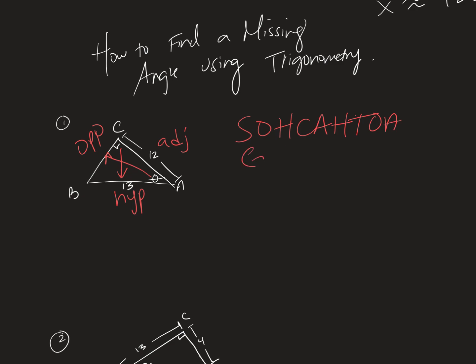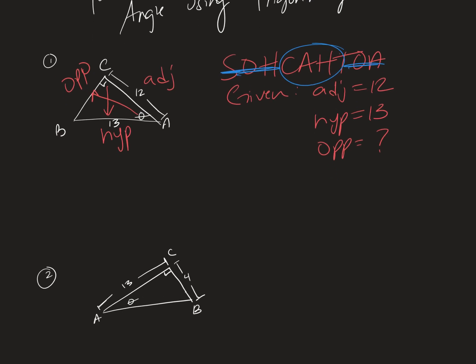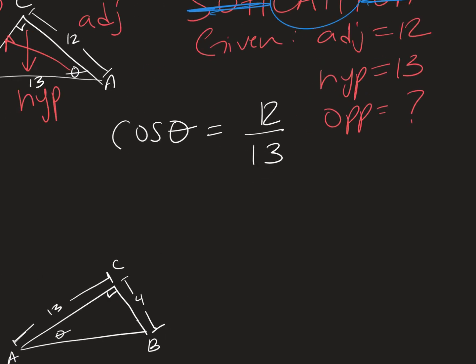We were given adjacent, that equals 12. Hypotenuse equals 13, and opposite is missing. So we're going to cross off anything with an O. So that means we're using cosine. So the cosine of the angle, notice we don't know what the angle is, equals adjacent over hypotenuse. So this time what we have to solve for is theta.